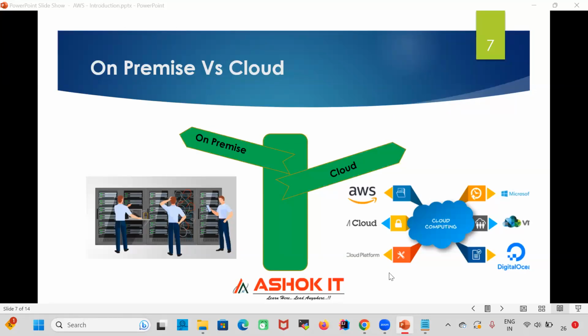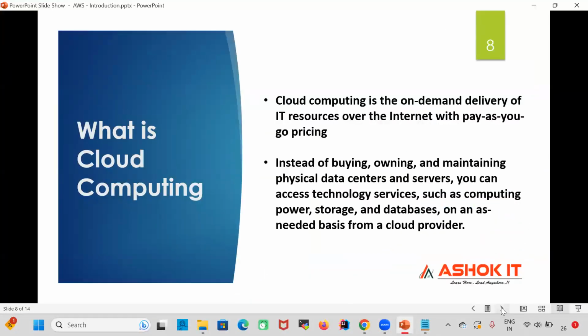Everything will be taken care of by the cloud provider who is giving the resources for us. You use the resources and you run your business. For using their resources, you pay the money. That is called cloud computing. When you go for cloud computing, several advantages are available. Here I have given the definition of cloud computing: it is the process of delivering resources over the internet with pay as you go pricing. Instead of purchasing and maintaining the infrastructure, you can take it for rent from the cloud provider.